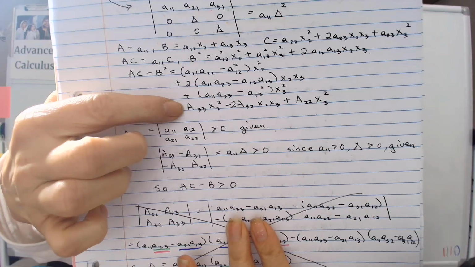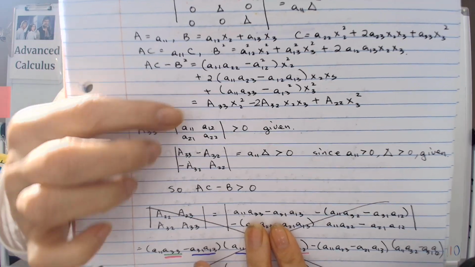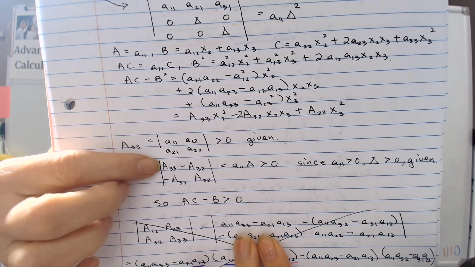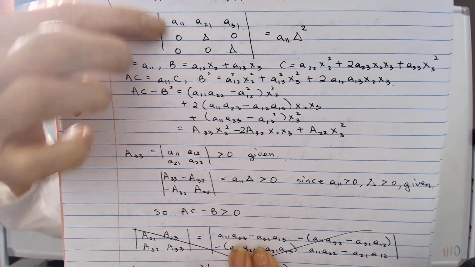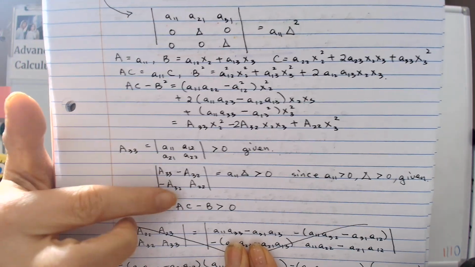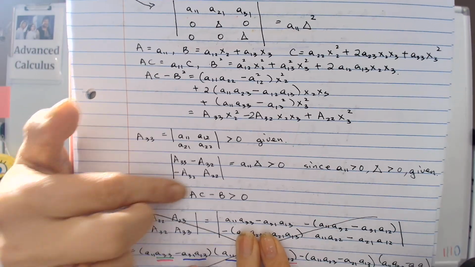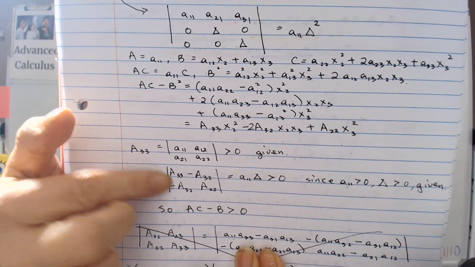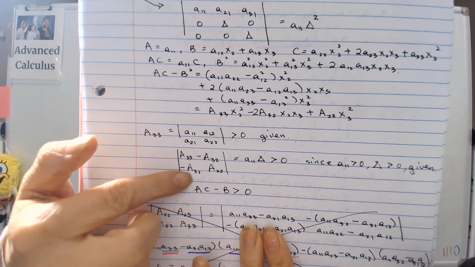A33, the first coefficient is bigger than 0, and then by the quadratic form rules, this thing is equal to A11 times triangle, which we have proven. If it's a quadratic form, then this thing, from the quadratic form rules, is going to be bigger than 0.